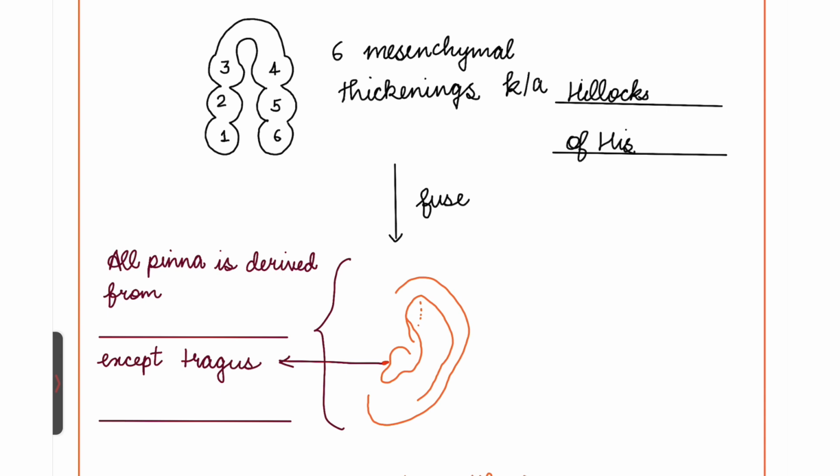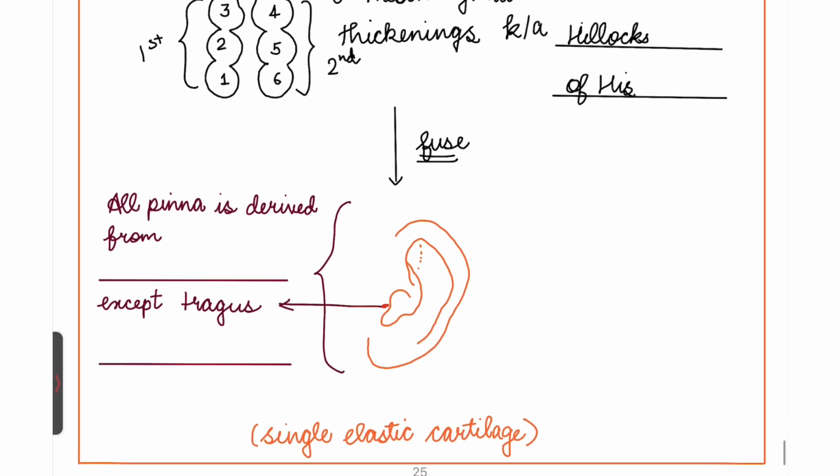First three thickenings are formed on the first arch, and the next three thickenings are formed on the second arch. These hillocks of His then fuse to form a single elastic cartilage, also known as the pinna.